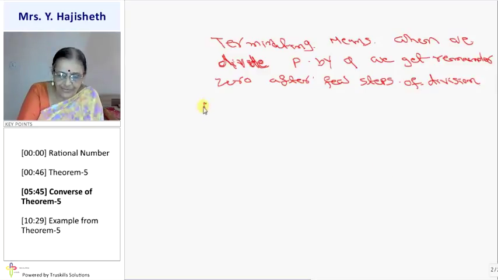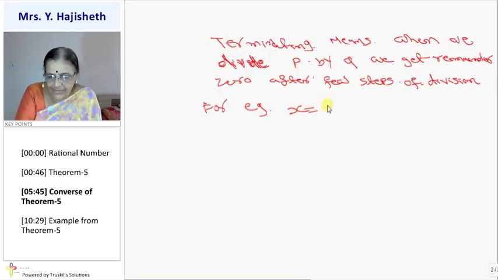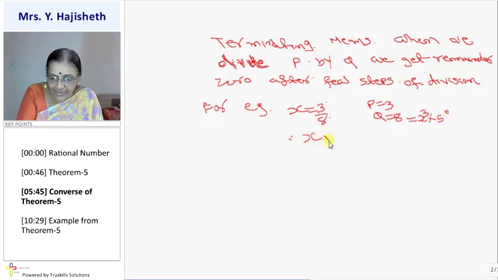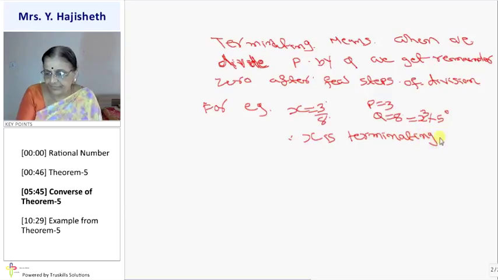Okay? For example, x is 3 by 8. So here p is 3 and q is 8. So 8 can be expressed as 2 raised to 3 into 5 raised to 0. So it is in the form 2 raised to m into 5 raised to n. Therefore I can say x is a terminating decimal.